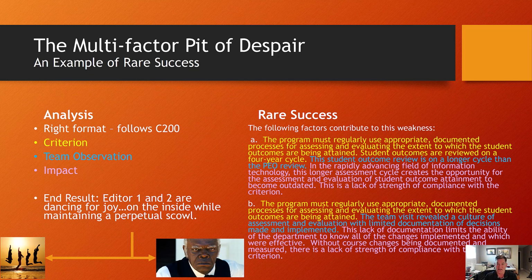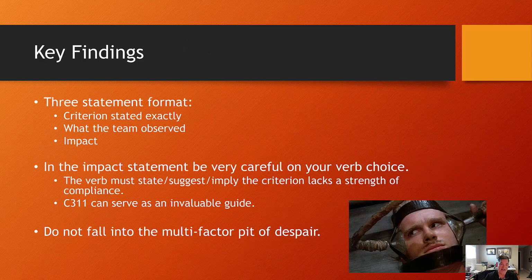Here's another example as well. It gives you a different one. And again, the idea is to give you two different examples. Here the observations are a little bit shorter, but it's enough for the conclusion, and the impact is very, very clear as you're writing up that multi-factor finding.